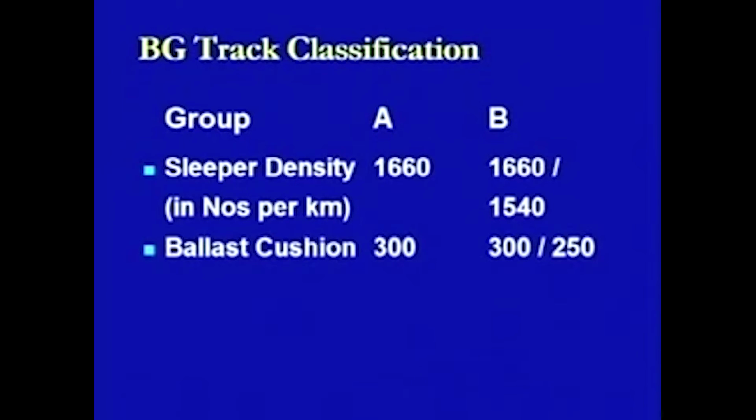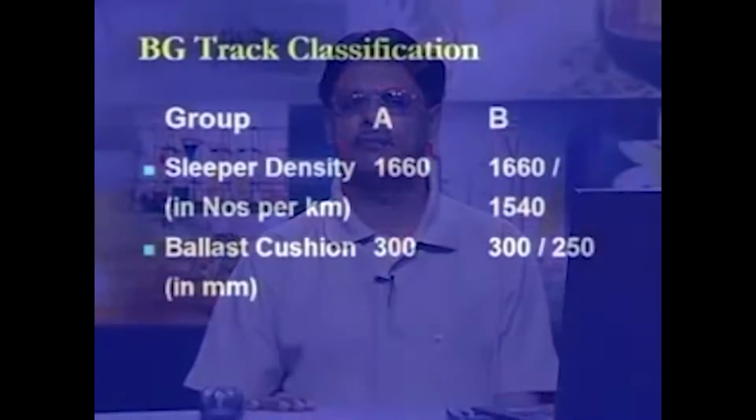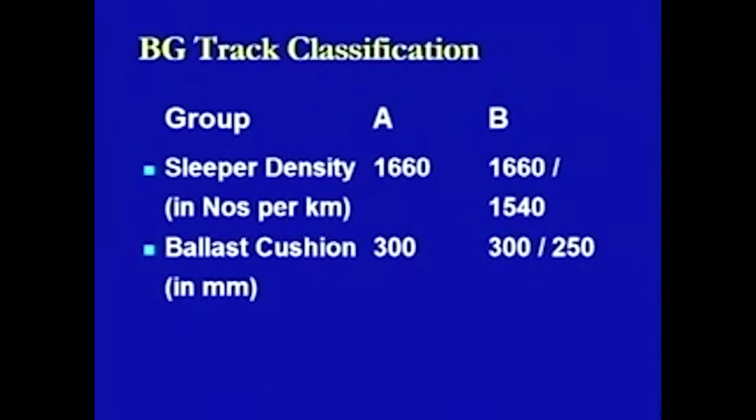Another aspect is the ballast cushion. Ballast cushion is defined in terms of the total depth of the ballast which is provided below the sleepers. So this ballast which is provided below the sleepers is 300 mm depth in case of A category of broad gauge track classification, whereas in the case of B category of broad gauge track classification, it is either 300 mm or 250 mm.